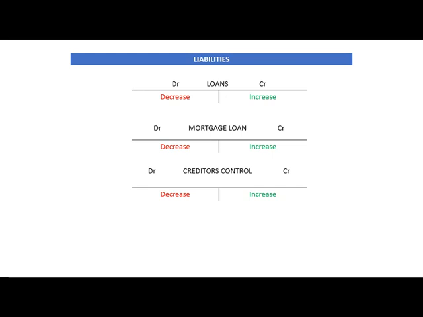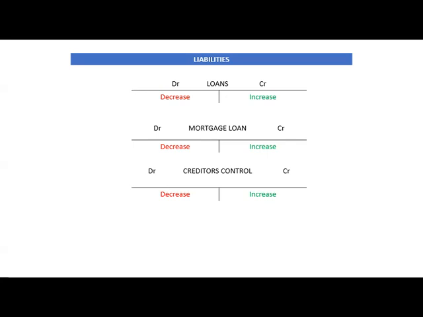Okay, so under what circumstances are we going to debit liabilities? We will debit liabilities when we repay them. So when we pay back the people we owe, we will owe less. And when we owe less, we'll debit the loan if it was a loan. We'll debit mortgage loan if it was a mortgage loan. We'll debit creditors control if it was creditors control when we pay them back.